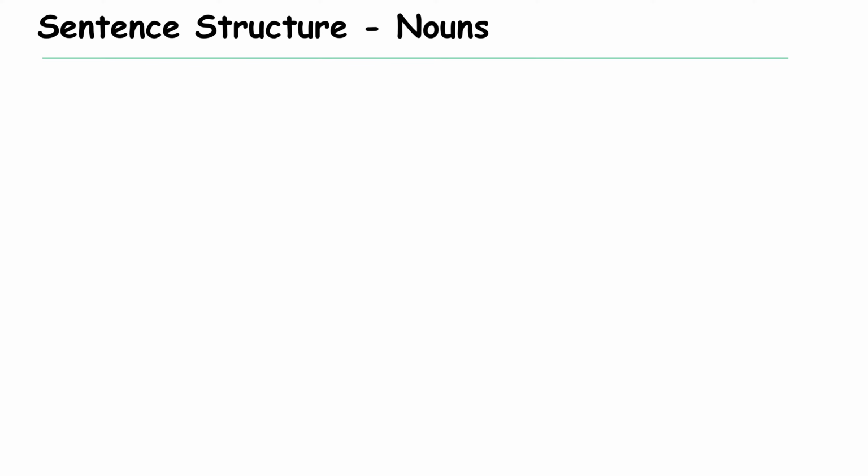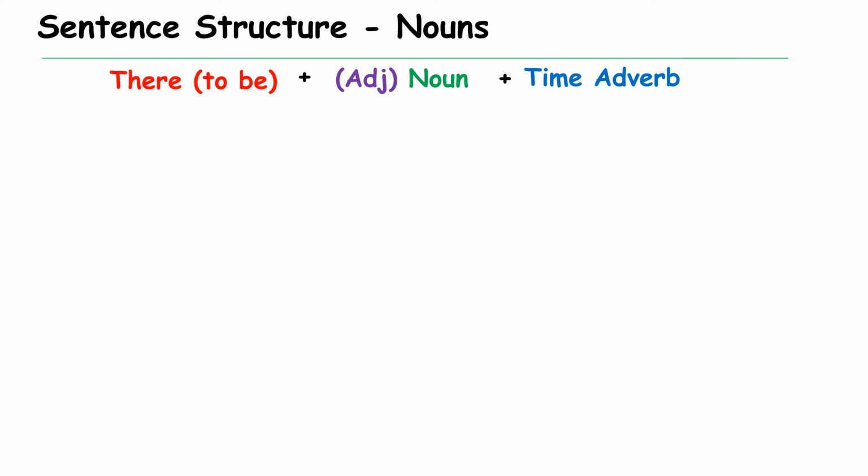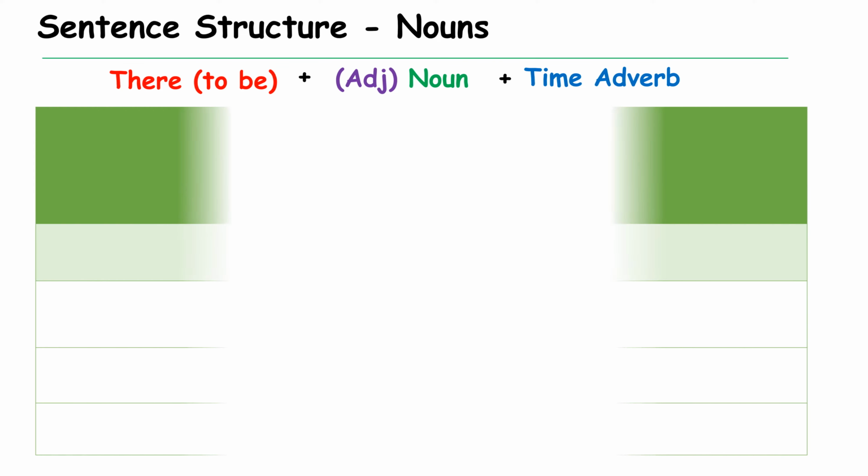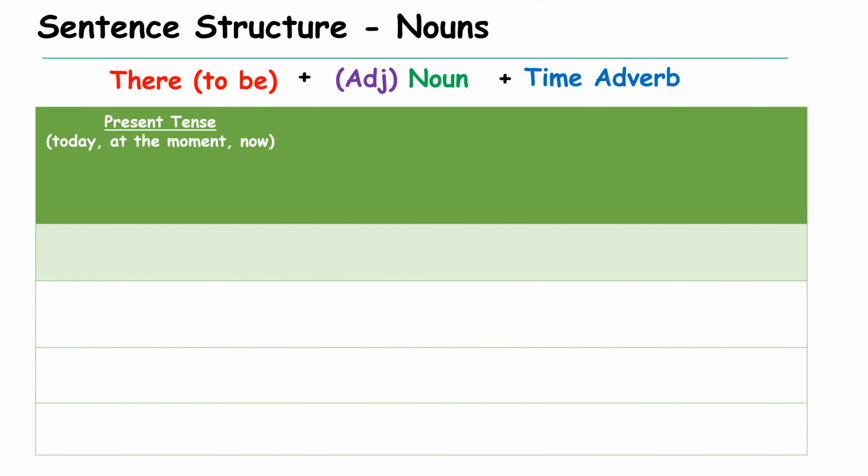So another way you can use a noun in a sentence to describe weather is as following. You start the sentence with there, to be, and to be will be in the proper tense, and then you add a noun. A noun can be preceded by an adjective, and you finish up the sentence with the time adverb. Let's look at it in a more detailed way. If you have time adverbs like today, at the moment, or now, it means you're referring to the present tense.